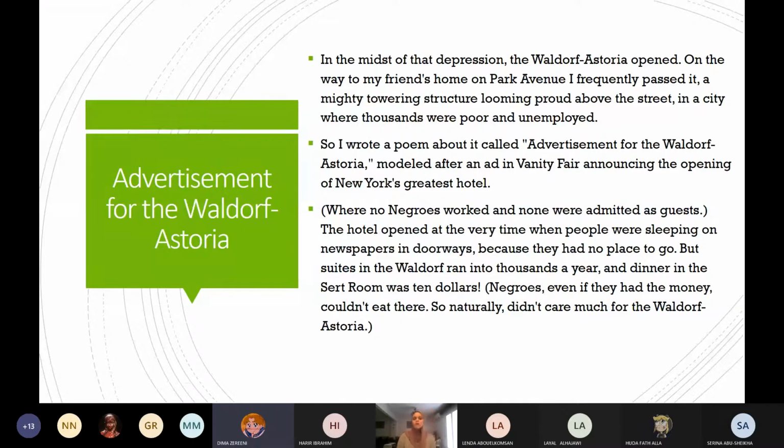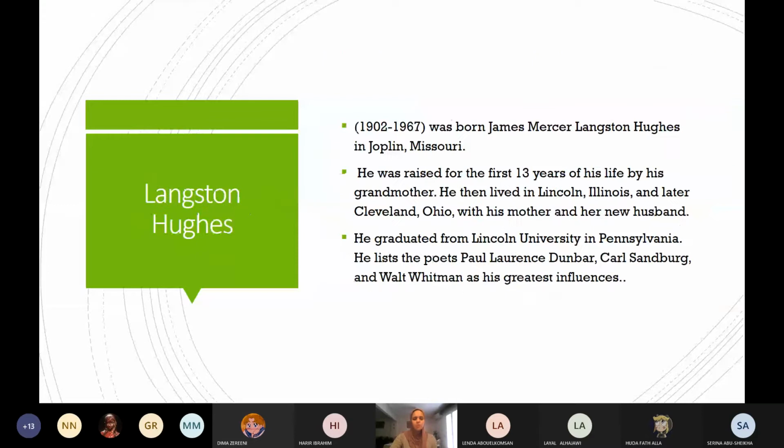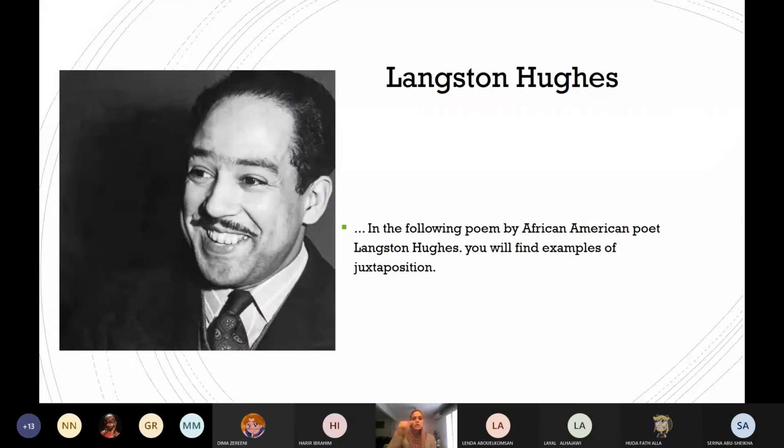Okay. Who is talking here? The one who is talking here is the poet who wrote the poem, Langston Hughes. Okay, he is an African American poet, a very famous African American poet, Langston Hughes. And in his poem we will see why we brought this poem, because it has lots of juxtaposition.